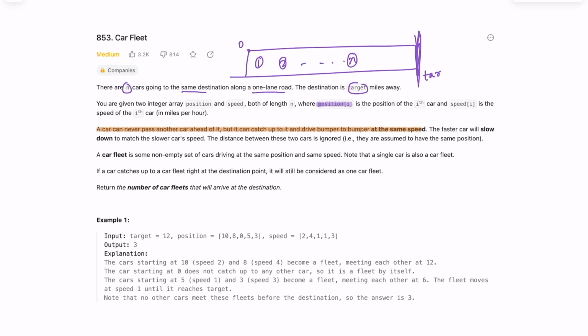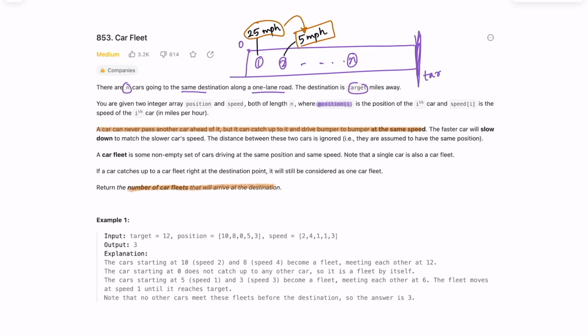Let's say car 2 is driving at 5 miles per hour and car 1 is driving at 25 miles per hour. This faster car can catch up to the slower car and drive bumper to bumper at the speed of the slower car. So car 1, once it catches up to car 2, will start driving at 5 miles per hour. So the goal of this problem is to find the number of car fleets that will arrive at the destination.